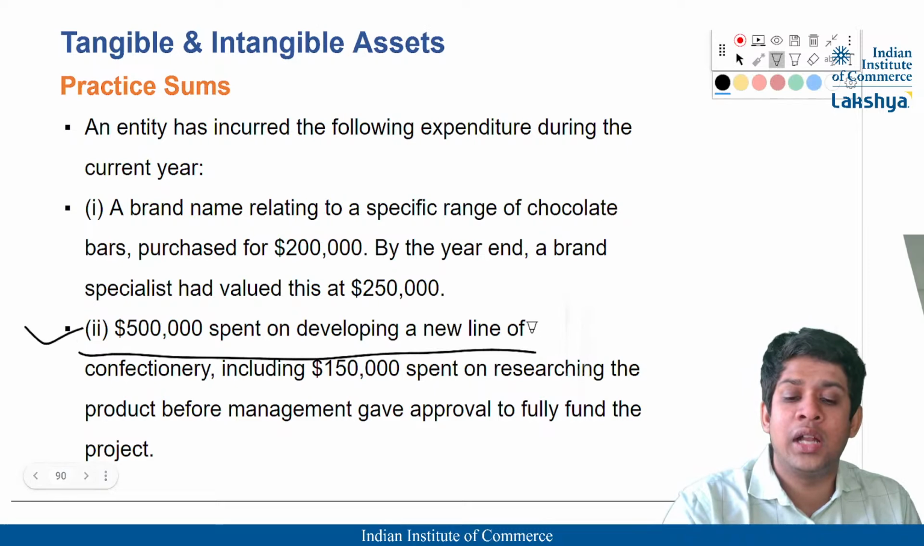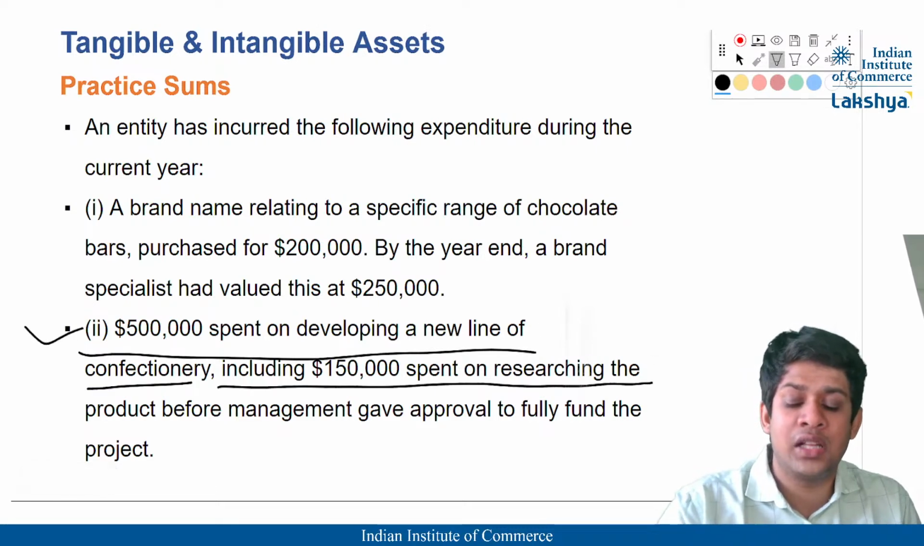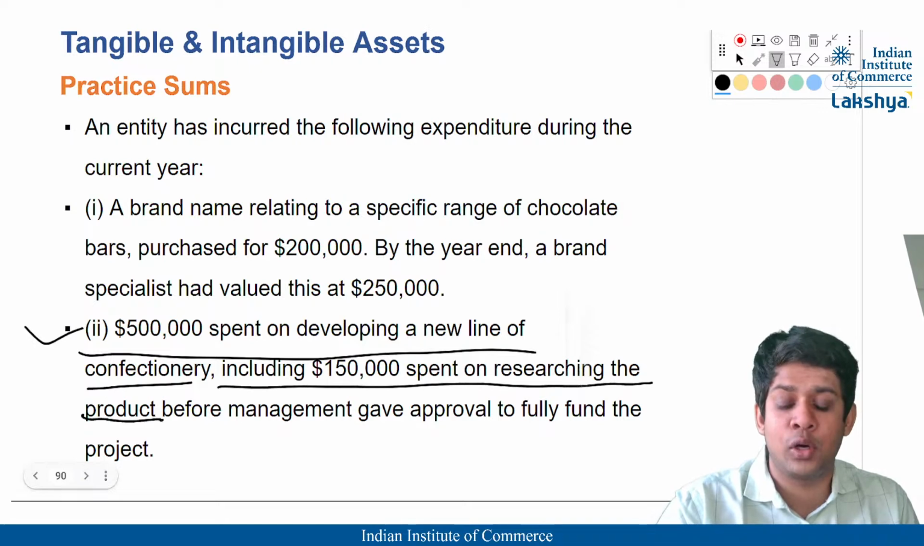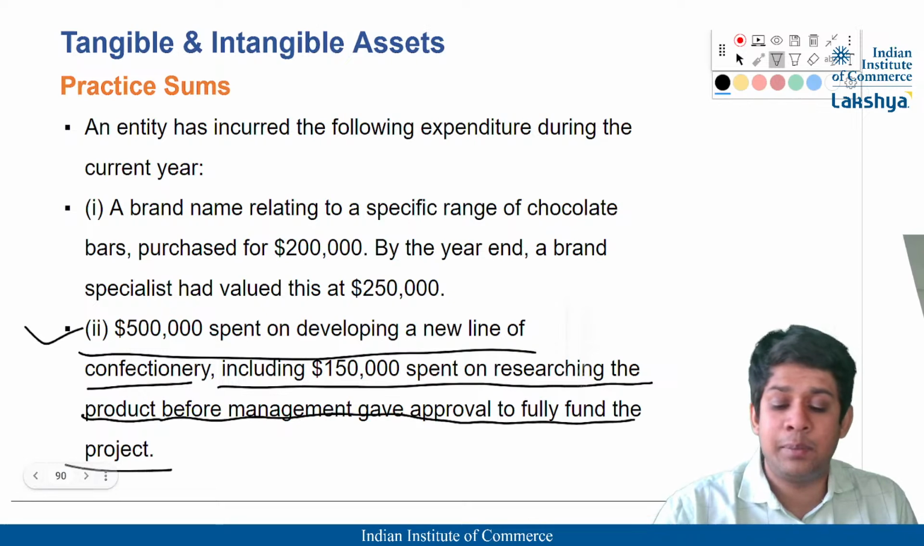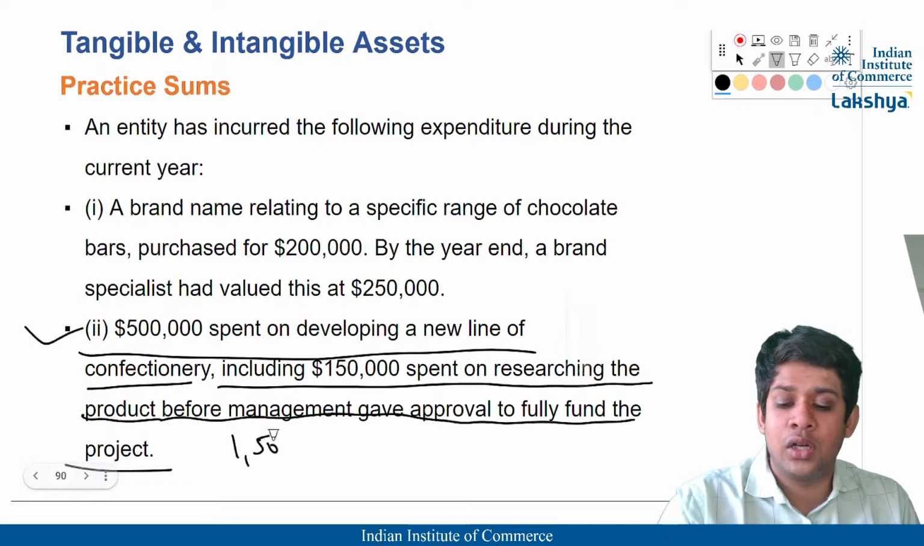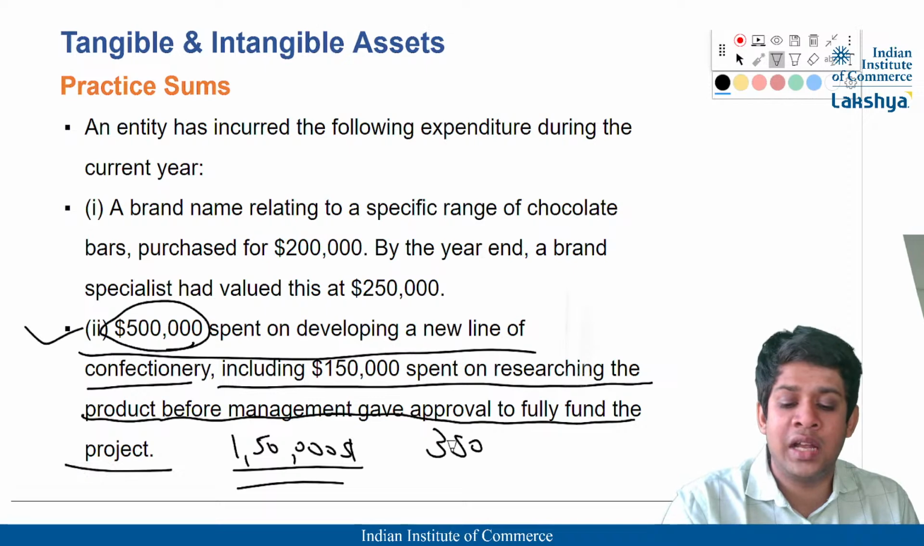$5 lakh spent on developing a new line of confectionery, including $1,50,000 on the researching of the product before management gave approval to fully fund the project. That means $1,50,000 I have incurred for the research of it, right? And total is $5 lakh I've incurred. After the research, I've incurred $3,50,000 during the development stage.